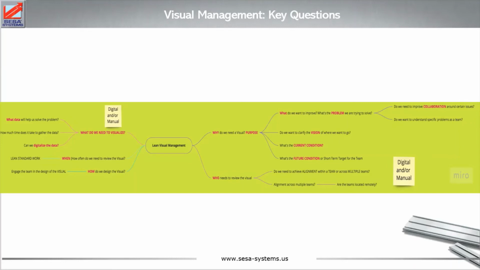This is excellent. I'm sure I'm not the only one who's thinking this. You've clearly put a lot of thought into this diagram, and using a visualization tool that itself applies the visual principles to the thinking process. It's very clear, a way to recap lean visual management: the what, the when, the how, the why, and the who. It's an excellent recap and overview of the thinking process and the way that we should approach visual management and digitalization of KPI visual management.